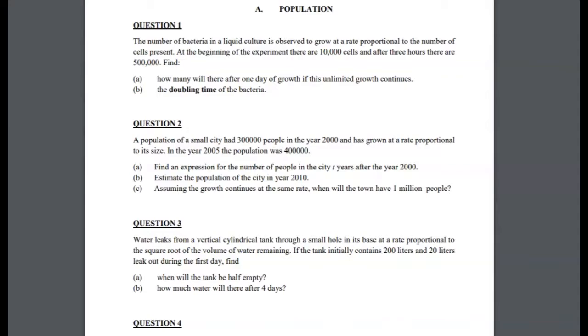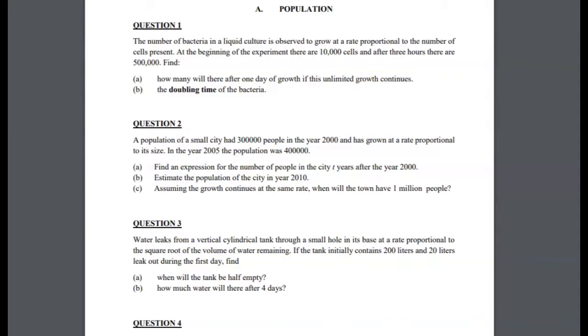The question is: the number of bacteria in a liquid culture is observed to grow at a rate proportional to the number of cells present. At the beginning of the experiment, there are 10,000 cells, and after 3 hours there are 500,000 cells. It asks us to find how many there will be after 1 day of growth if this unlimited growth continues, and the second one is to find the doubling time of the bacteria.